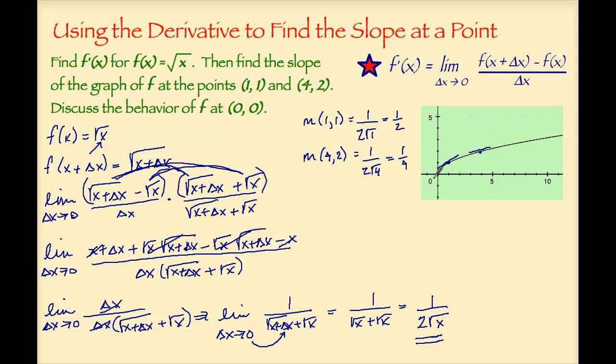But what is happening at the point (0, 0)? Let's try to use the function we found to find the slope at (0, 0). But notice, of course, we're going to have an undefined value, something that should never happen, 0 in the denominator. This means that the derivative does not exist here at the point (0, 0). Furthermore, there's a vertical tangent line at the point (0, 0) in this graph.